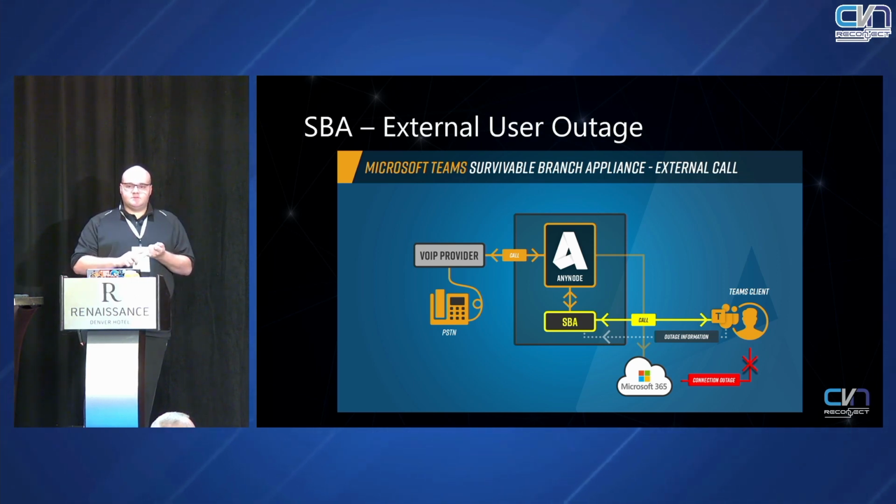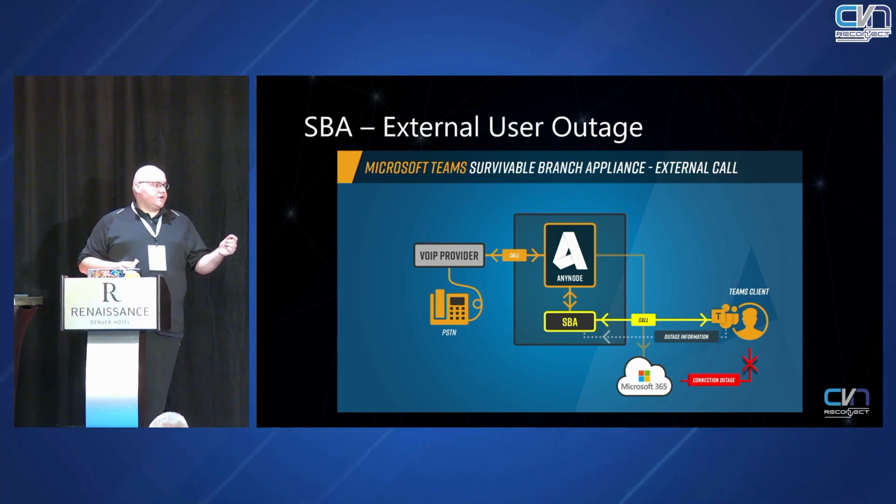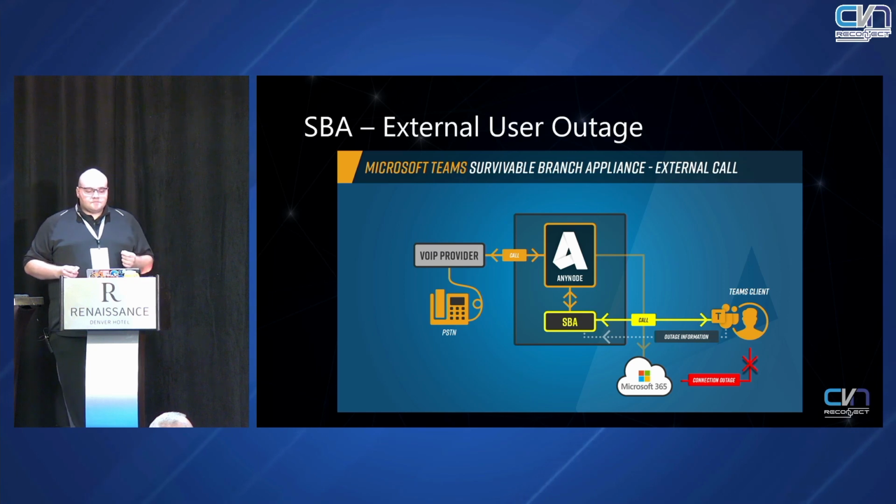So whether there's a Teams service outage or something happened with internet connectivity, but they're still able to reach that SBA appliance, the signaling for that call is going to go right to that SBA instead of to the Teams service. And then the media path for that is going to go right into the AnyNode SBC. Now I'll get out to your PSTN and go from that scenario.